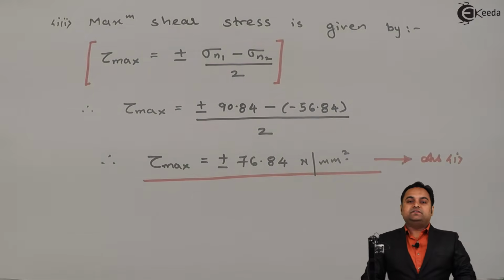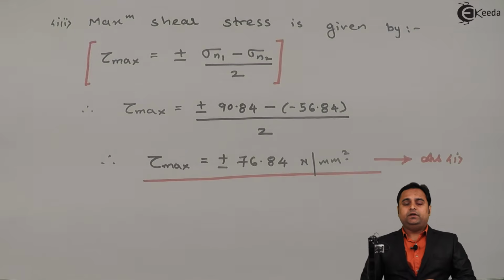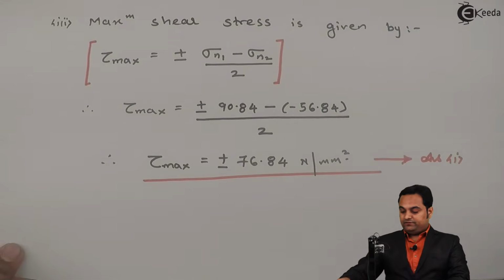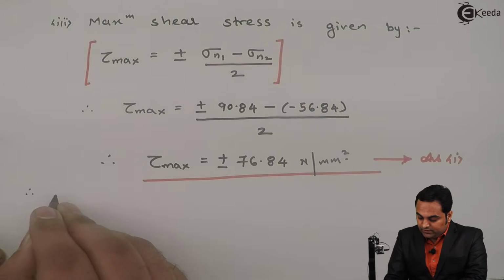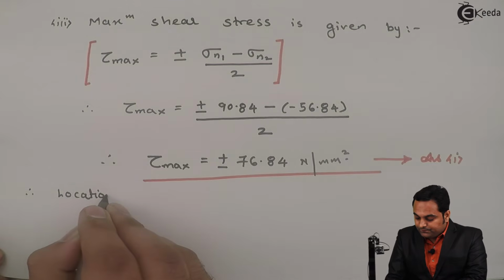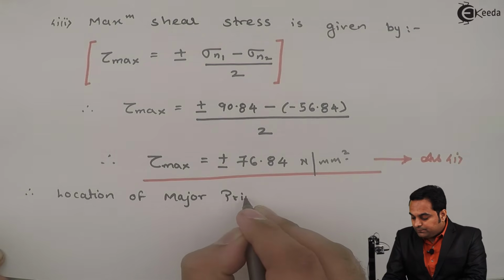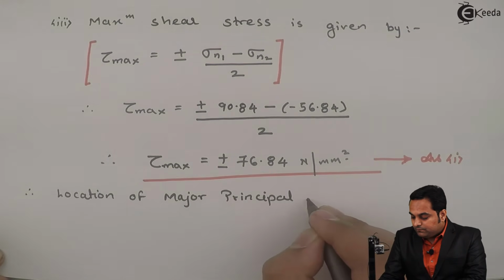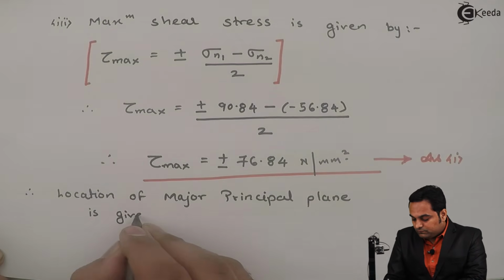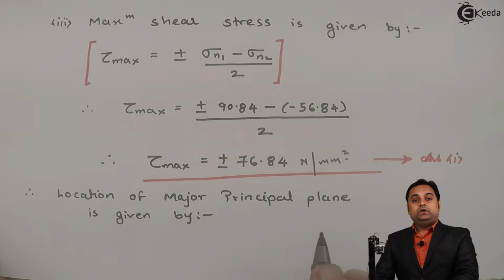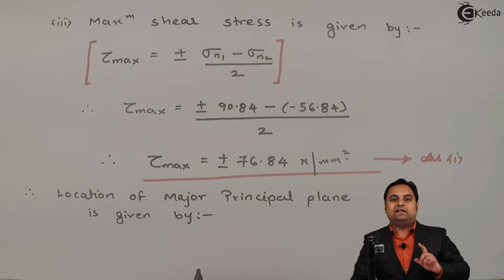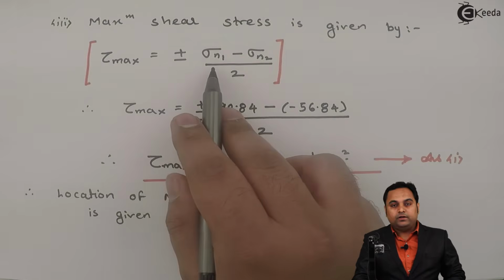Now, after getting the maximum shear stress, we need to know where it is located, and for that we should know the location of principal planes, that is, where the major principal stress and minor principal stress are acting. So after this I'll say that the location of the major principal plane is given by. Major principal plane is that plane which carries the major principal stress, which is sigma n1.